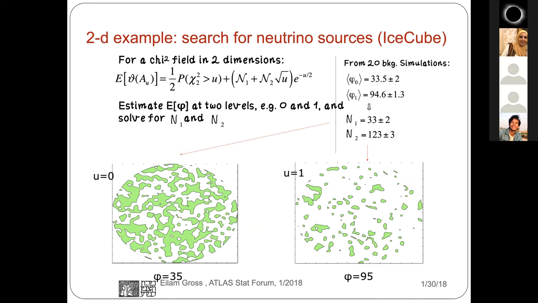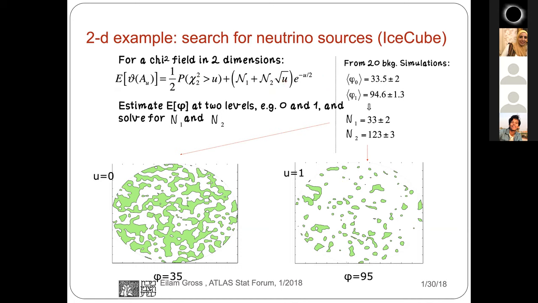And now the formula is the following. The upcrossing, the average number of upcrossings, is replaced by the average Euler characteristic, or average number of islands, plus a local p-value. Now I have 2 degrees of freedom because I have two, the mass and the weight, times the formula gives me some Ñ1, a parameter which I don't know, Ñ2, a parameter which I don't know, square root of u, e to the minus u over 2. u is the significance squared.